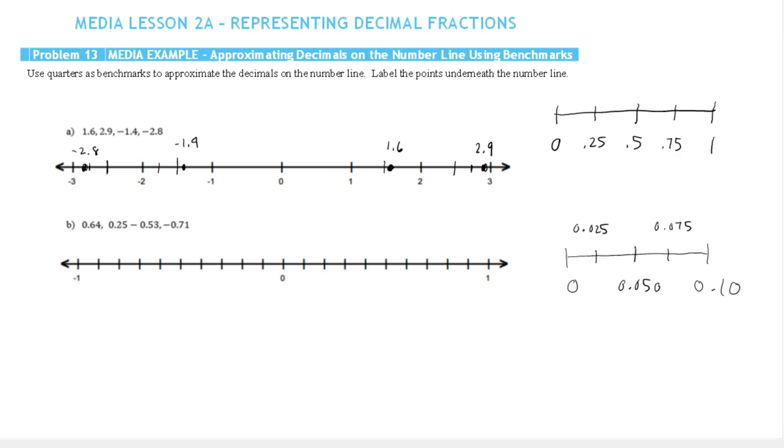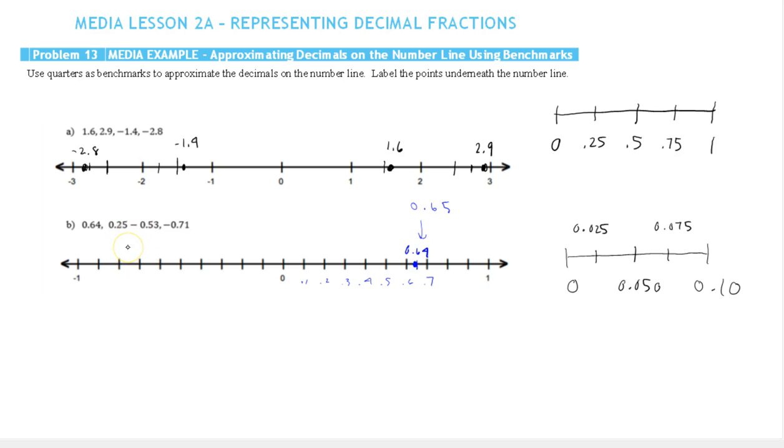I'm going to change colors. So we have 0.64. Okay, so this is 0, 0.1, 0.2, 0.3, 0.4, 0.5, 0.6, 0.7. So 0.64 is between 0.6 and 0.7. Okay, halfway would be 0.65. So 0.64 is a little bit less than that. And again, it's not perfect, but it's a good approximation. So this is 0.64.